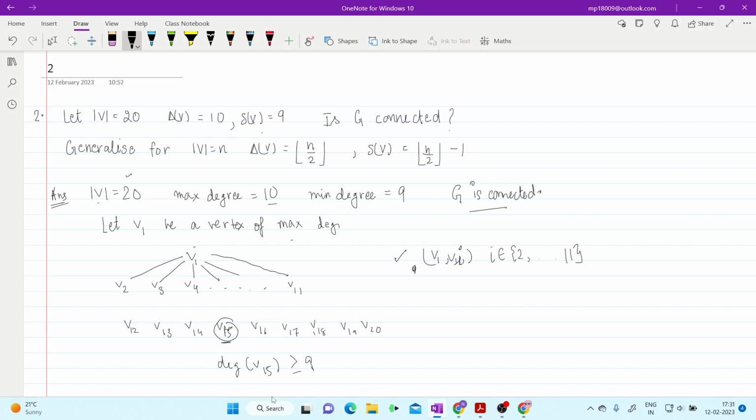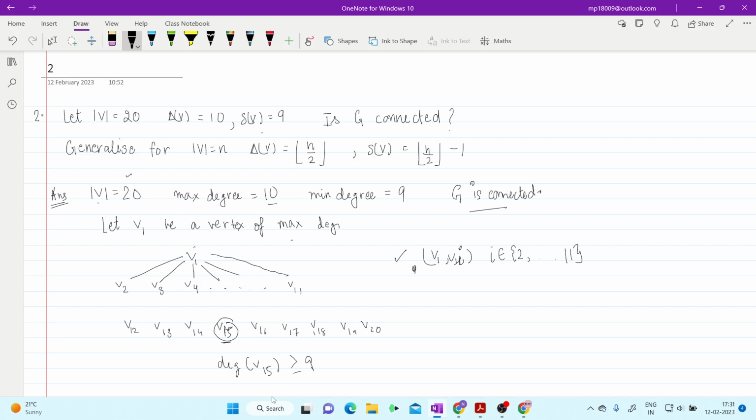Yes. It will be connected to V12, V13, V14 up to V20, and one more edge will be connected to some other vertex in V2, V3 or something. So obviously there will be a path via V1 to V15.